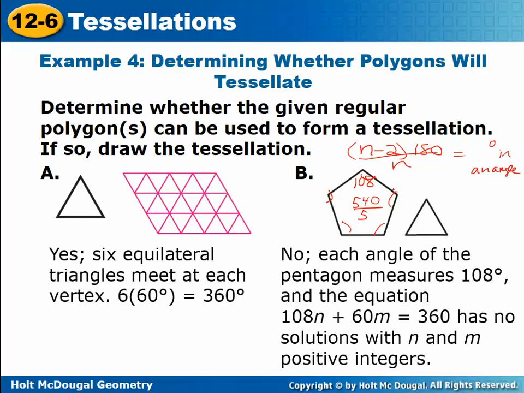So we have 108 here, and then this is a regular equilateral triangle, so that's 60. So try to figure out if there's some way that you can put 108 and 60 together to get 360. Like, could you add 2 of these and 1 of these, or 2 of these and 1 of these? And you'll find that there's no way to do it. So that means that this is a no. You have to be able to get to 360 in order to use those as a tessellation.